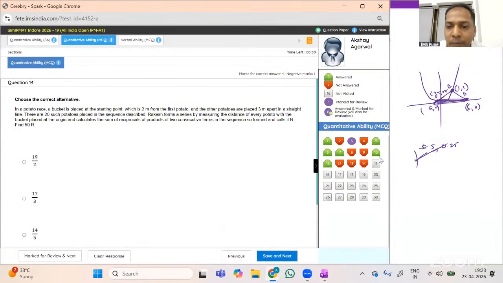I have attempted this in a very dramatic way. In a potato race, a bucket is placed at the starting point, which is 2 meters from the first potato, and the other potatoes are placed 3 meters apart in a straight line. There are 20 such potatoes in the sequence described. I will just look at the questions which I can easily solve. Rakesh forms a series by measuring the distance of every potato with the bucket placed at the origin, and calculates the sum of reciprocals of products of two consecutive terms in the sequence.